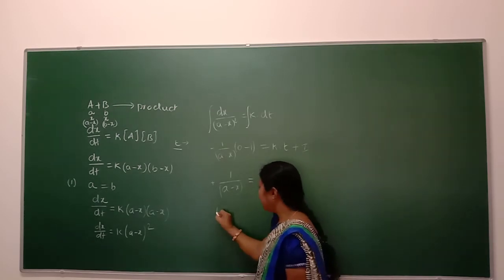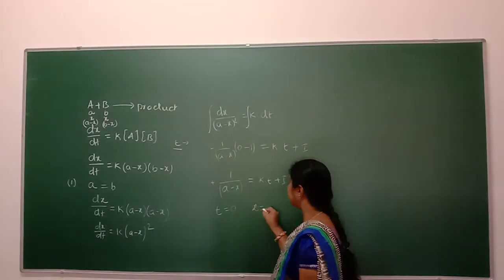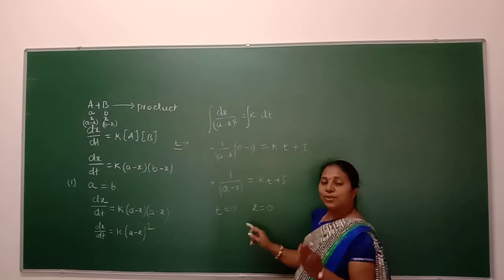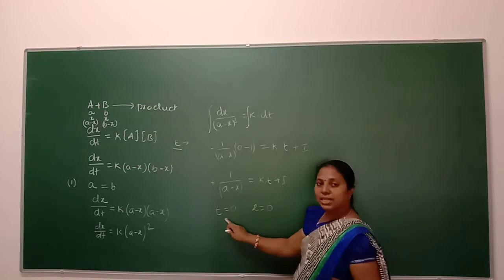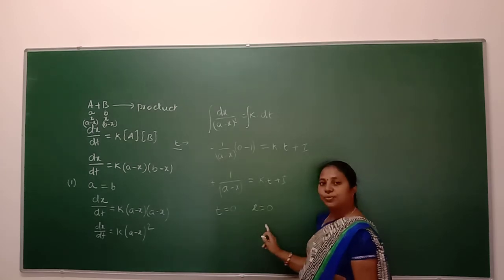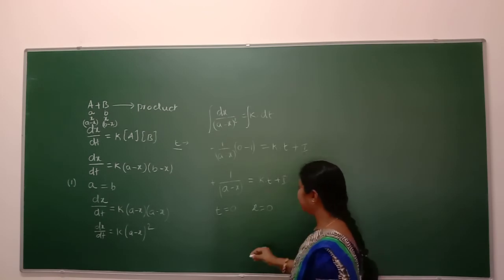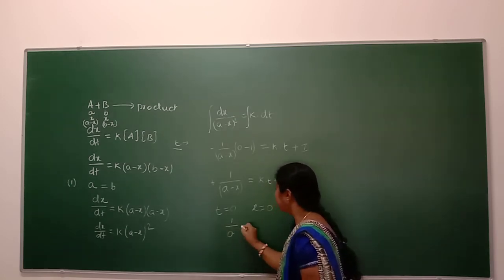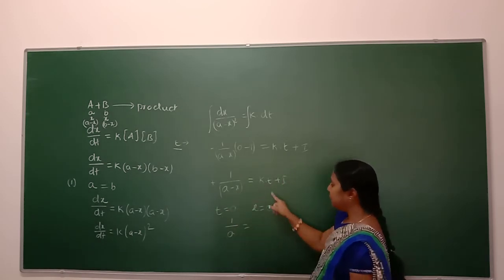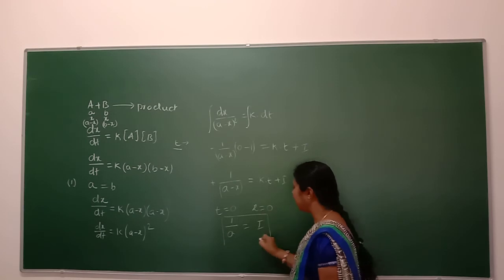So what is the initial condition? When t is equal to 0, that is before the commencement of the reaction, the value of x is equal to 0. The value of x means the amount of reactant converted into product, and at the beginning of the reaction, no reactant has converted into product. Hence, at time t equal to 0, x is also equal to 0. Applying these two in the above equation, we get 1 divided by a, since a minus x is a minus 0, equal to k into 0, which is 0, plus I. The value of I obtained is 1 by a.